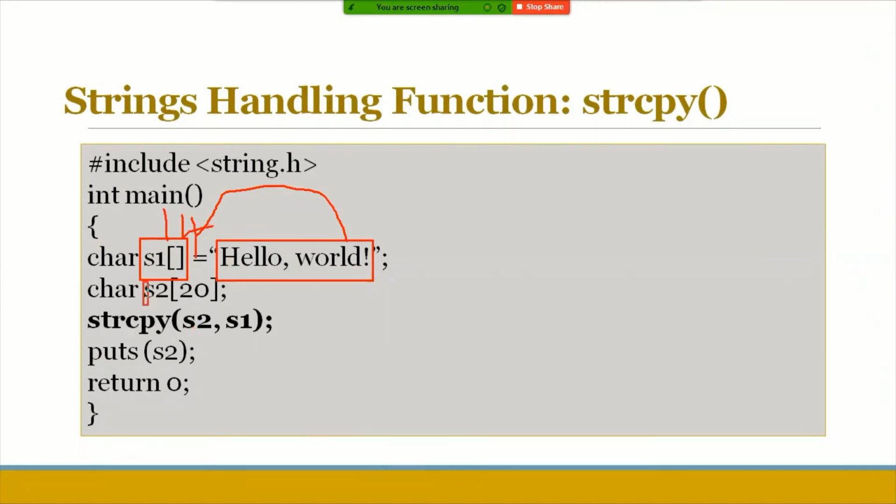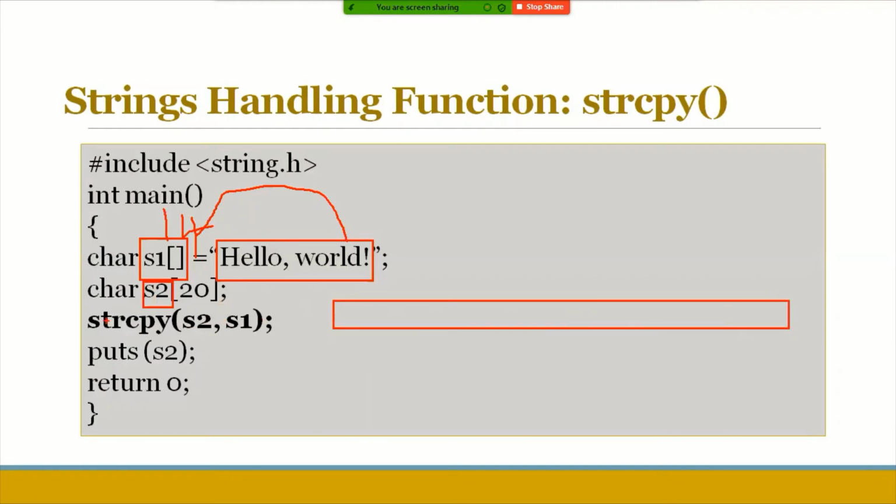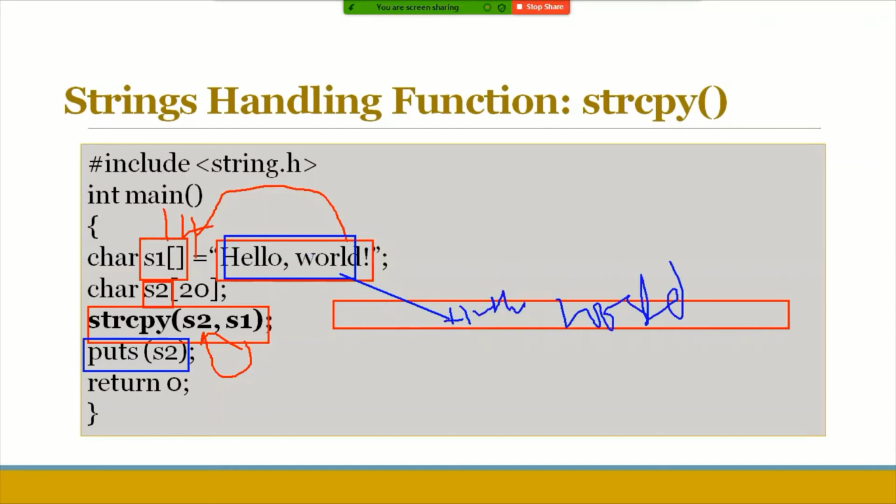Then for the second string, 20, the compiler will allocate 20 memory locations, and with the help of strcpy, the first string will be copied into the second string. This whole string will be copied into the second string. Then puts(s2), puts is used to display s2, that is, whatever string was copied from s1 to s2, hello world, will be displayed with the help of puts of s2.